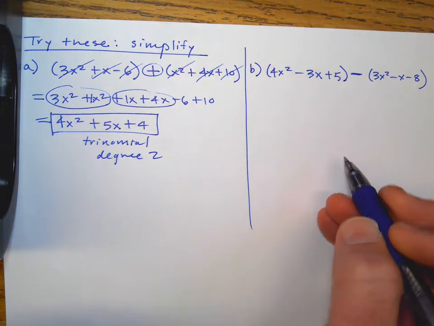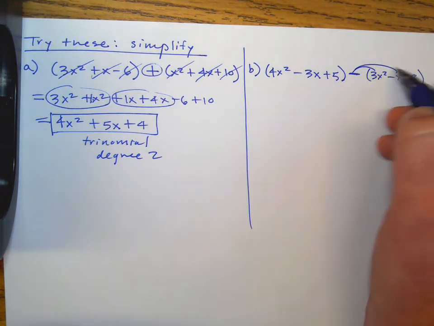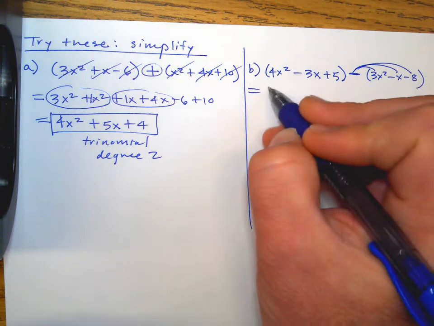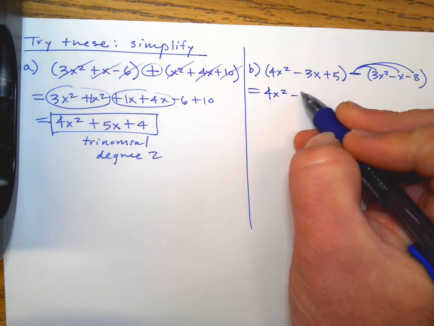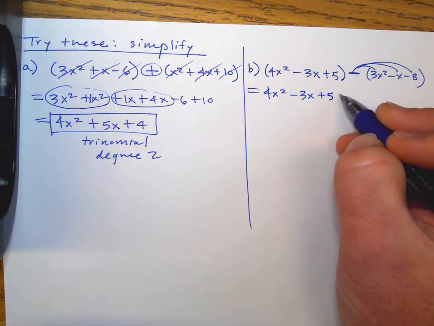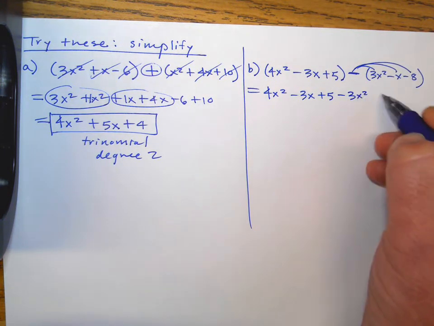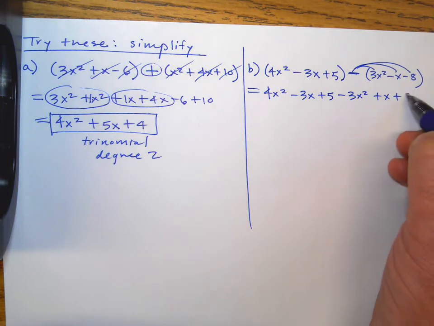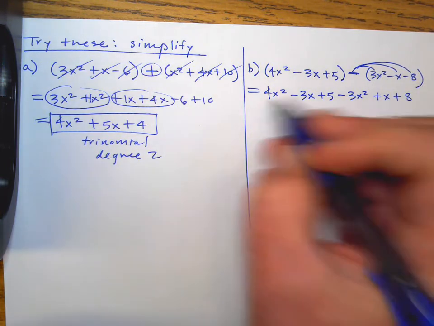Okay, B, you've got to watch out. You've got to distribute this negative. So the first thing I do is I rewrite the whole thing. 4x squared minus 3x plus 5. I can just drop those parentheses. Nothing happens. Minus 3x squared plus x plus 8. Make sure you distribute that correctly.